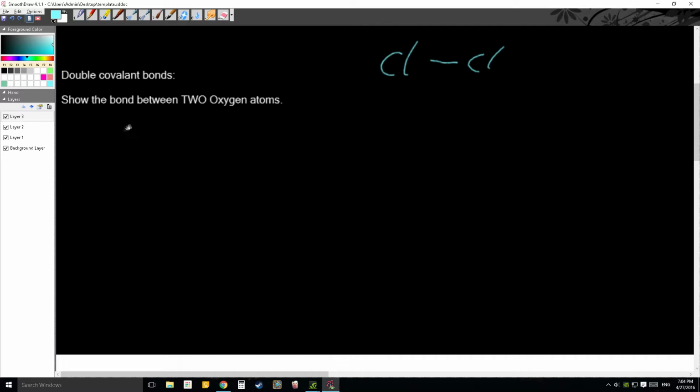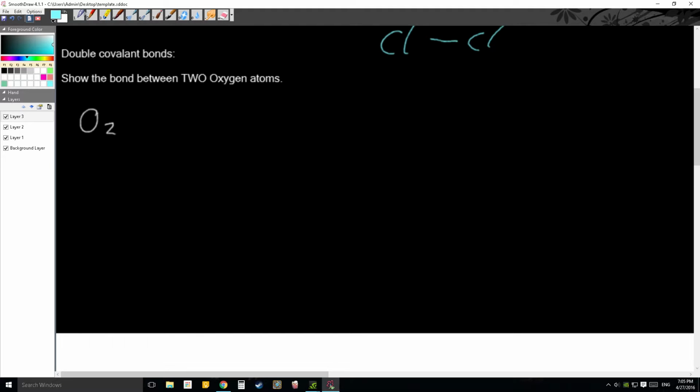So our question is, show the bond between 2 oxygen atoms. So the first bit is to get our proper formula for 2 oxygen atoms, and that will be just O2, because, you know, 2 oxygen atoms. And then the second step would be to write out our diagram of these 2 oxygen atoms. So I'll pick a different color and start writing.